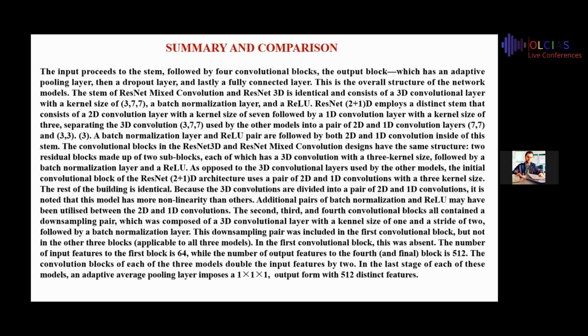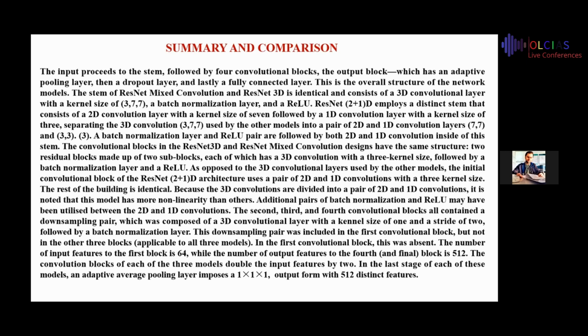2 residual blocks made of 2 subblocks, each of which has a 3D convolution with a 3 kernel size, followed by a batch normalization layer and a ReLU. The second, third, and fourth convolutional blocks all contain a downsampling pair, which is composed of a 3D convolutional layer with a size of 1 and a stride of 2, followed by a batch normalization layer. This downsampling pair is not included in the first convolutional block, but it is in the other 3 blocks, for all the 3 models. So in the first convolutional block, this is absent.